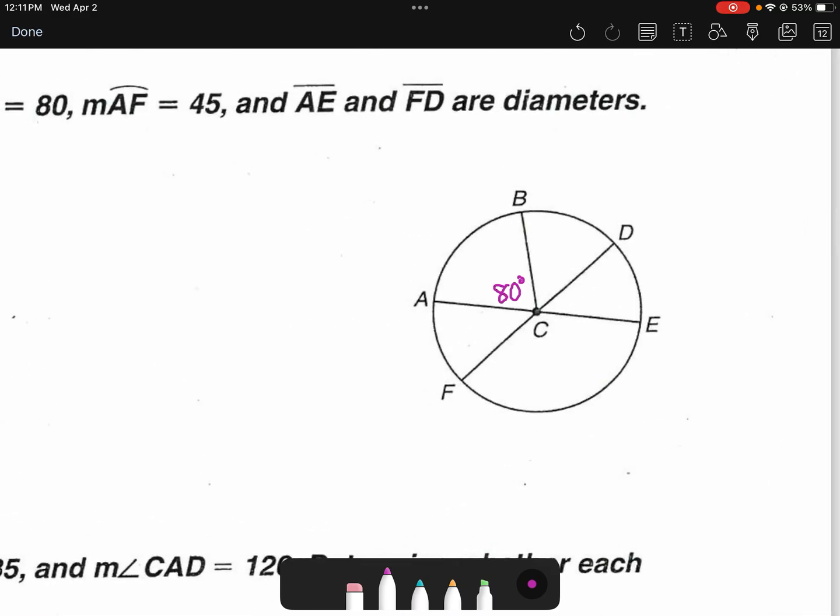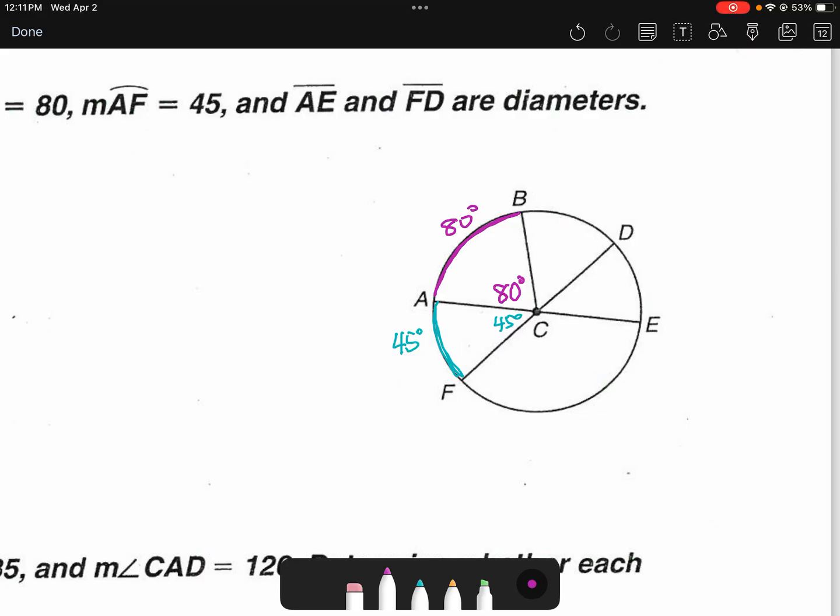The measure of arc AF is 45. Arc AF is this one. It's part of the circle. Now we know if its measure is 45, then this central angle is 45. Likewise, we know that arc AB, its measure is 80.